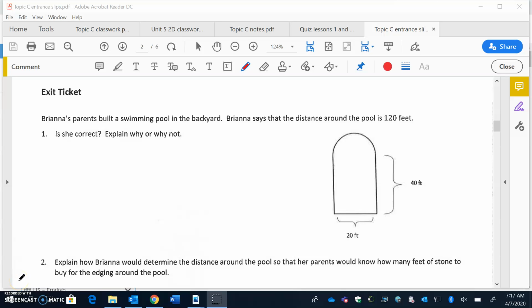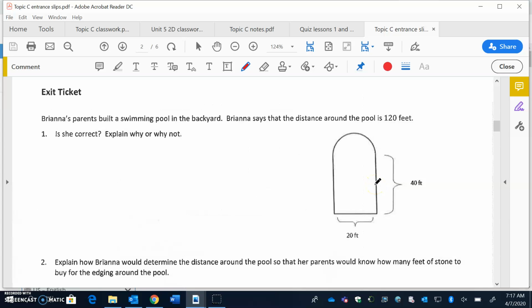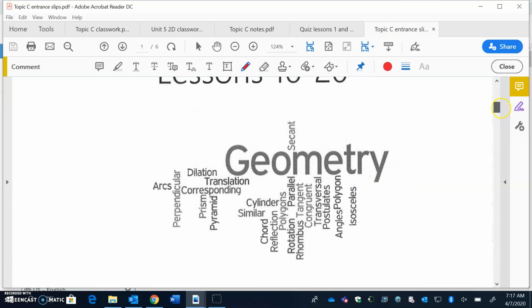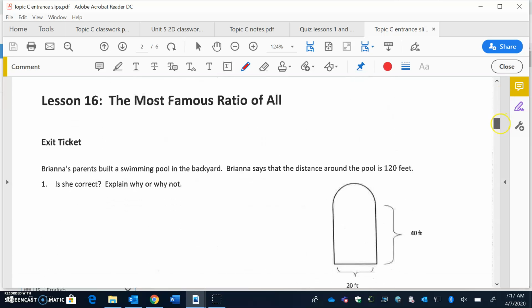Hey guys, so here is your entrance slip. I know it's labeled as an exit ticket that's here. So the main thing we are looking at here is the perimeter. All right, there it is, entrance slip D. We're talking about the perimeter of circles, which is referred to not as perimeter, because perimeter is only for shapes that are made up of line segments. So we get into this word circumference.